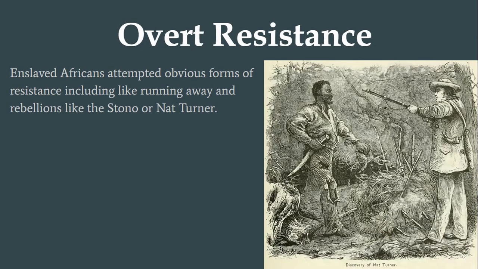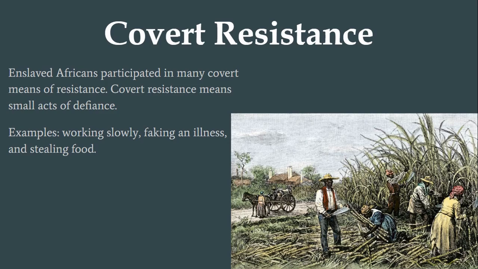Africans also resisted enslavement in two ways, the first being overt resistance, which included running away and rebellions like the Stono or Nat Turner. Later on in Periods 4 and 5, we will discuss the whole network of helping escaped slaves called the Underground Railroad. Overt was not the only way Africans resisted enslavement, as there were constant acts of covert resistance, which include some examples like working slowly, faking an illness, and stealing food.